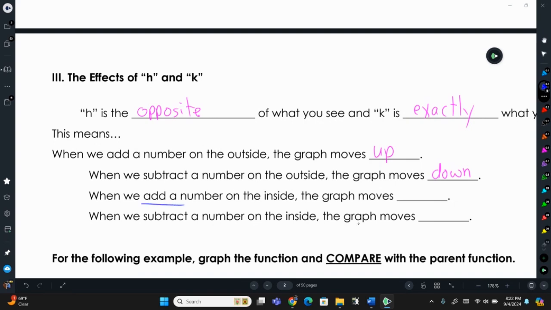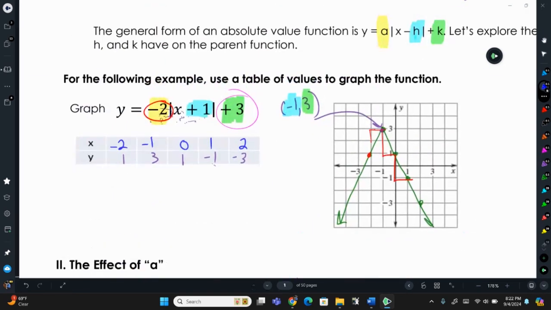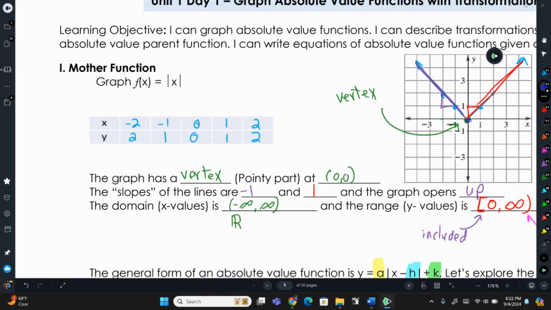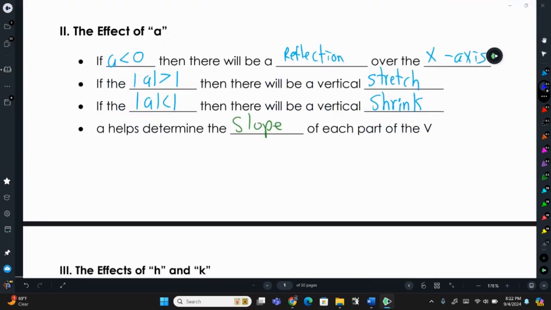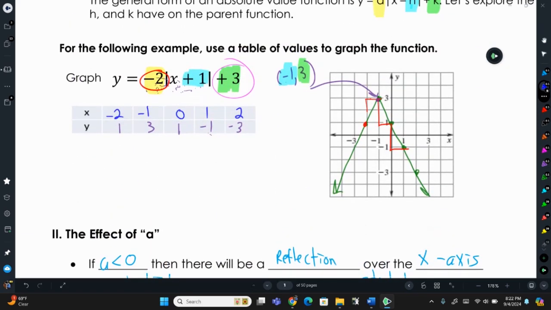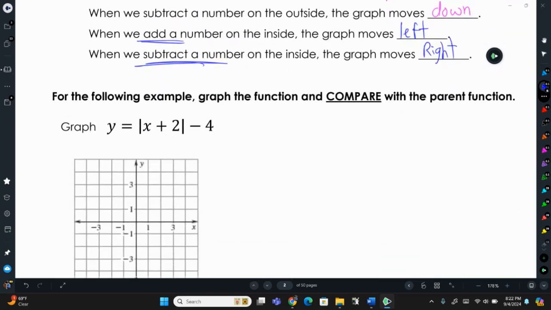So if we add a number on the inside, okay, up here we were adding plus 1, but our vertex is negative 1. It moved left 1 unit from 0, 0. So the graph moves left, and if we subtract a number on the inside, the graph moves right. So we're going to use this information to help graph a little bit easier and not have to require a table. Because what if your vertex doesn't show on a table? Then you're going to be having to guess more points.